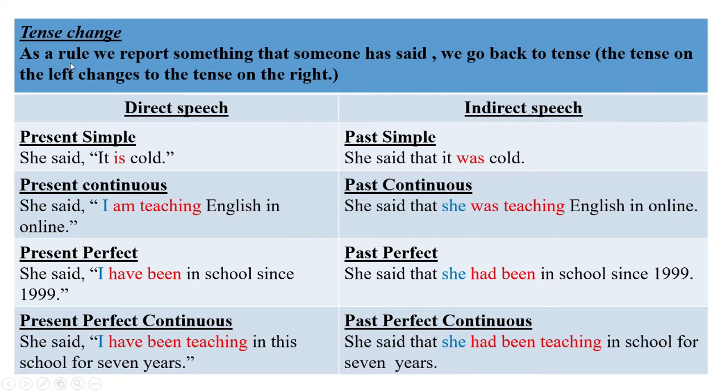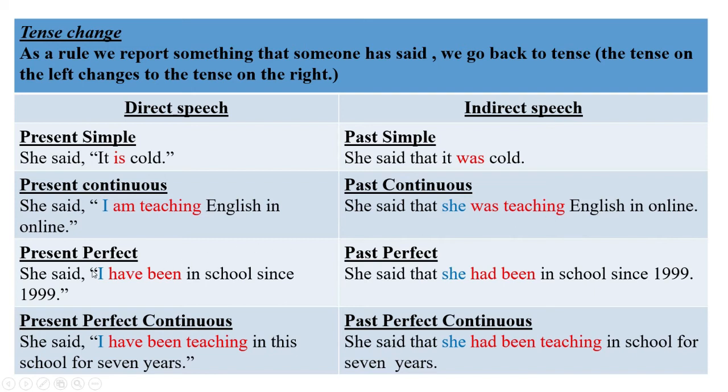Tense change. As a rule, when we report something that someone has said, we go back a tense, and the tense on the left changes to the tense on the right, in direct speech and indirect speech. Present simple: she said it is cold. Now see, she said that it was cold. Present continuous: she said I am teaching English online. Past continuous: she said that she was teaching English online.